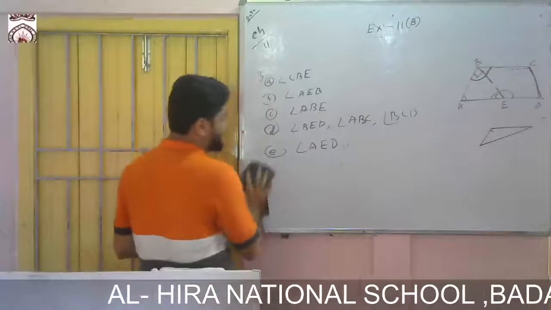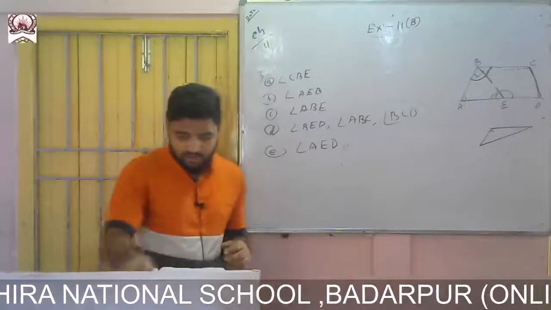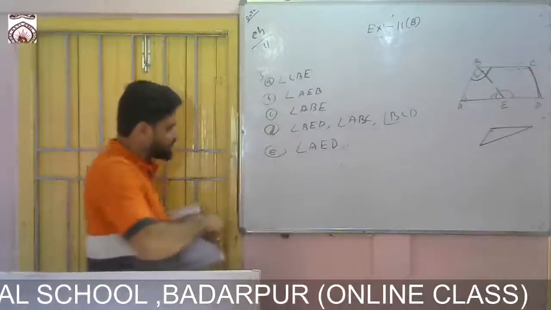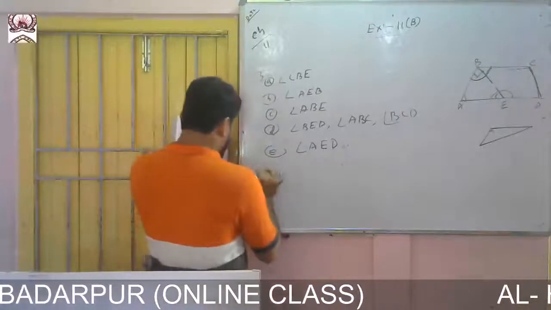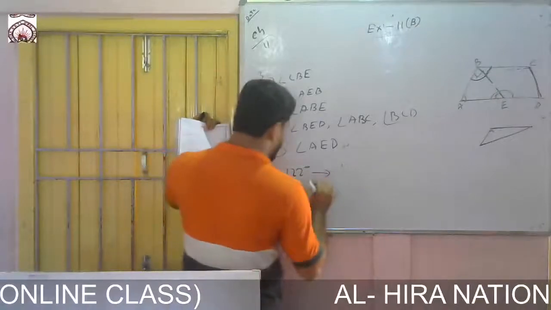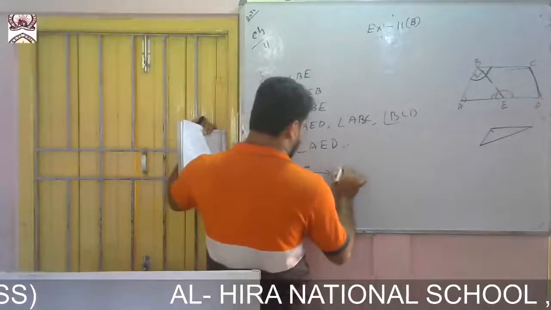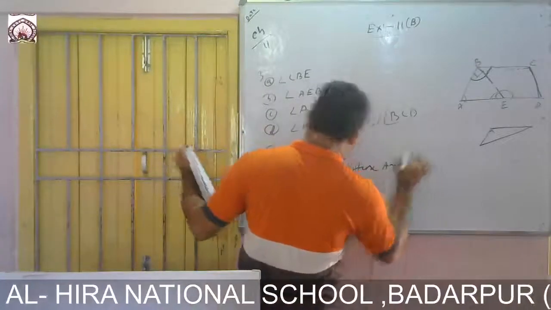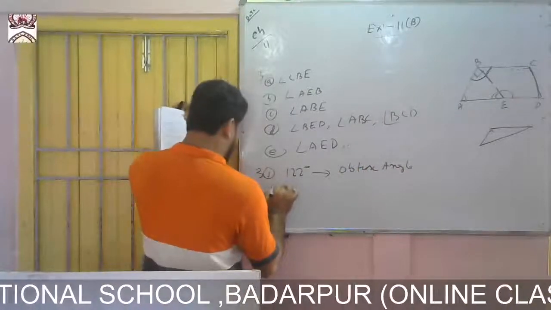So let us do question number 3, part 1: 122 degrees. I shall solve two or three of them. 122 is greater than 90 degrees, so it is an obtuse angle.